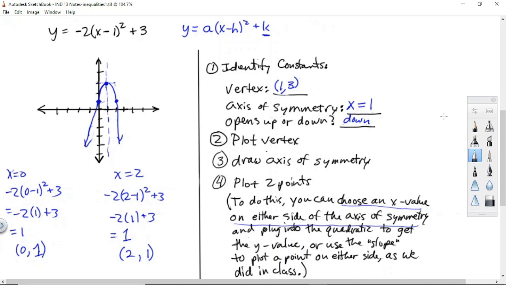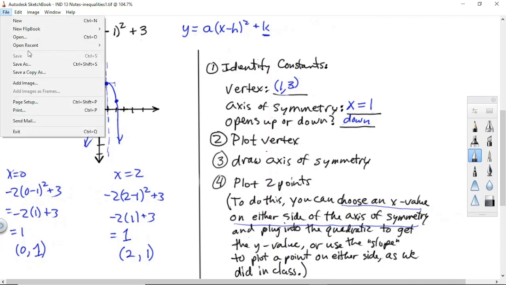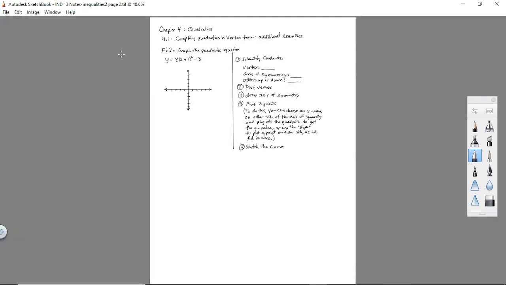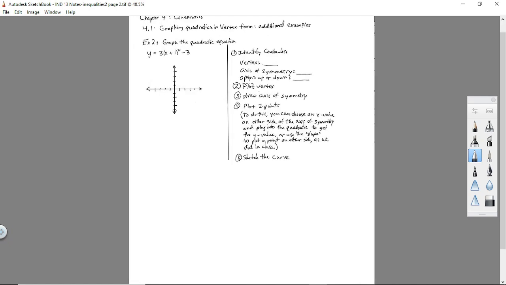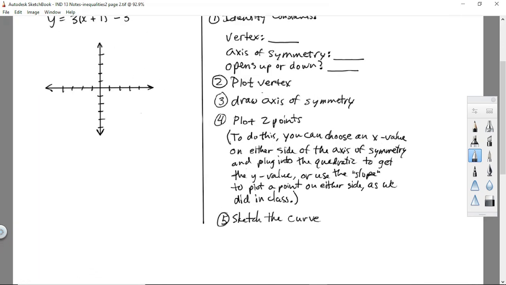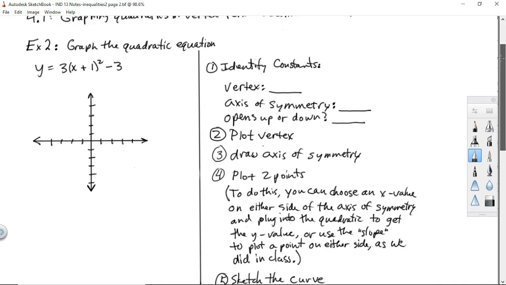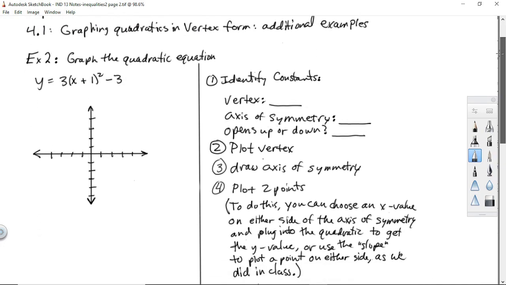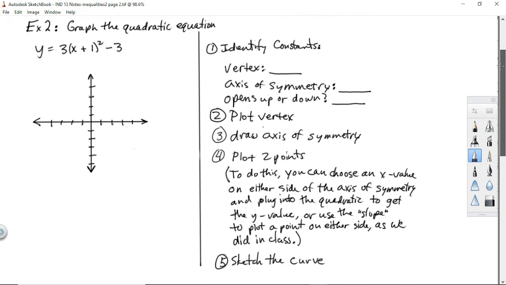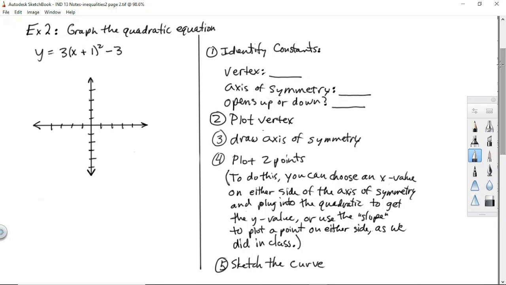So that one's done. We'll look at one more. Save this, put it in the notes, and we'll look at another example. So this one says graph the quadratic equation. We'll also look at those same steps. And here we go.